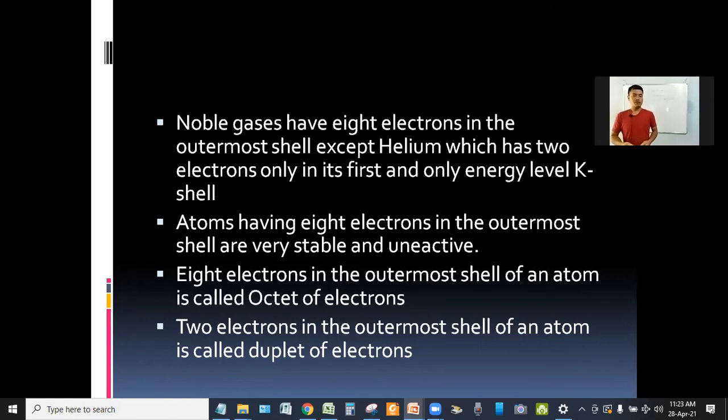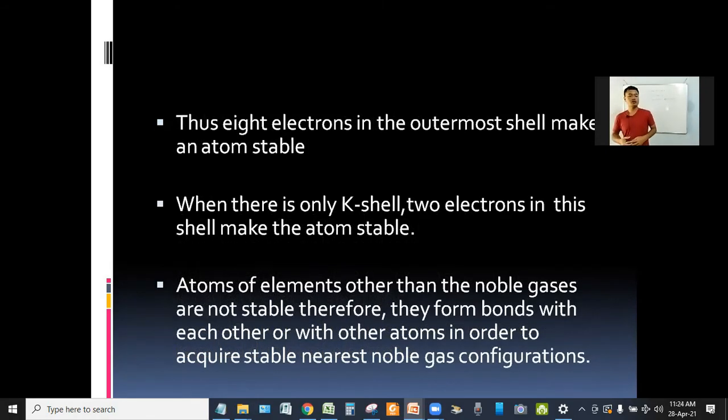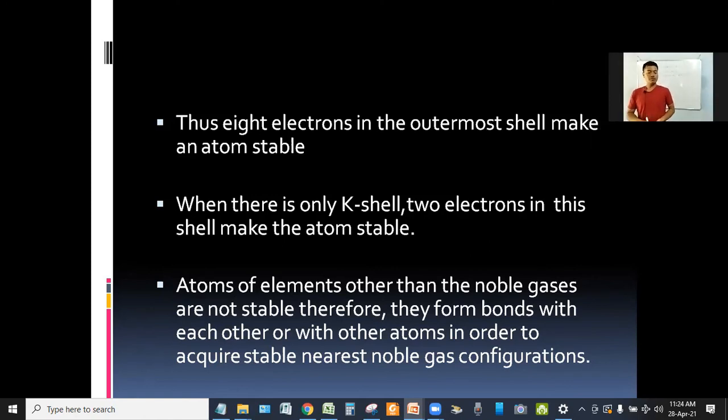But we should remember that for elements like hydrogen and lithium, their stable electronic configuration will also be 2. Thus, 8 electrons in the outermost shell make an atom stable. When there is only the K shell, 2 electrons in this shell make the atom stable. Elements like helium, hydrogen, lithium. Helium already has 2 electrons, so it is already stable. Hydrogen has only 1 electron. In order to be stable, it needs 1 more electron. Then it will have 2 electrons in the shell, like helium. And lithium also needs to have 2 electrons to be stable.